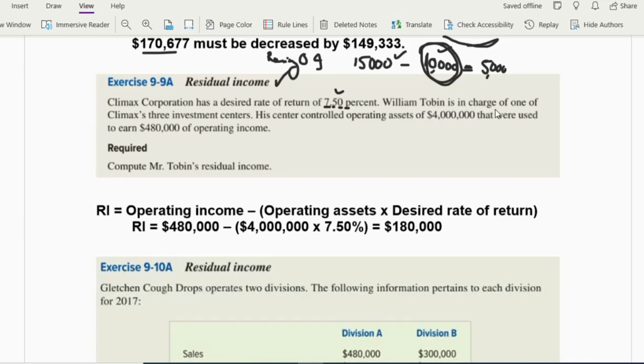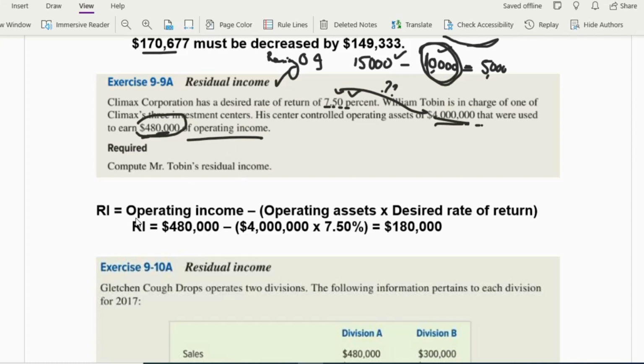William Tobin is in charge of one of the Climax's three investment centers. His center controlled operating assets of $4 million. So these are the assets they have, and they want to earn a return of 7.5%. The assets were used to earn an operating income of 480,000. So this is what they want to earn, and the actual earning is 480,000. Now let's compare the actual earning with what they want to earn. I don't know this figure, I will be calculating it, and then I will see whether I have a residual income or a shortage.